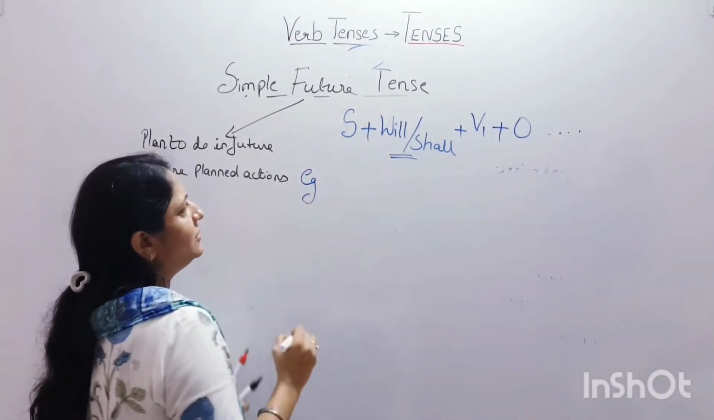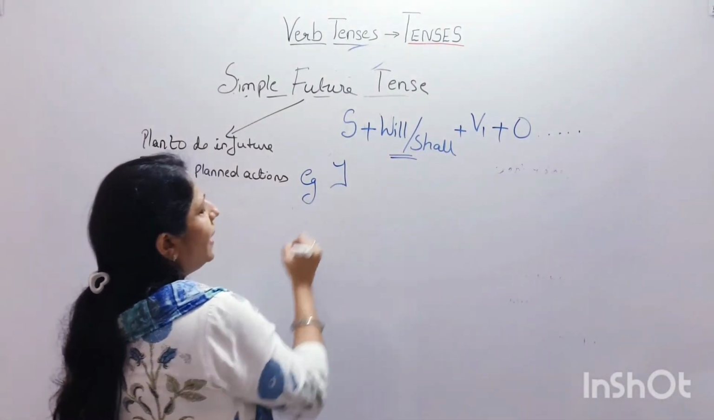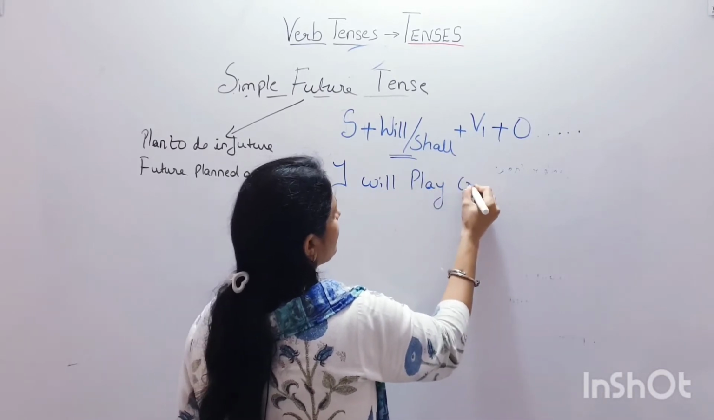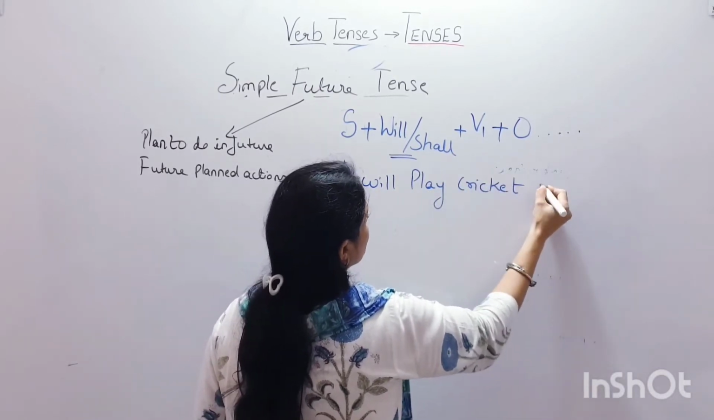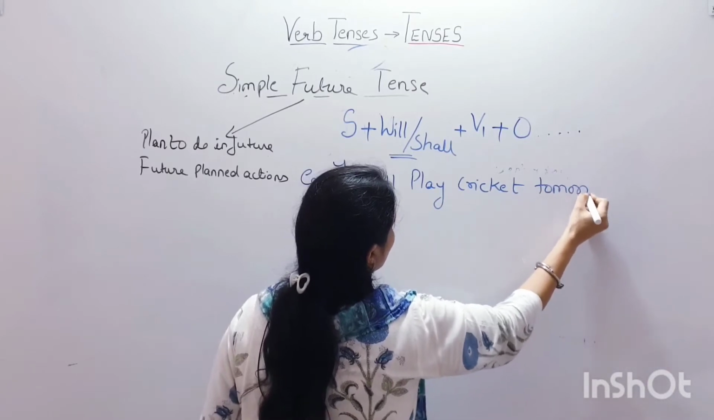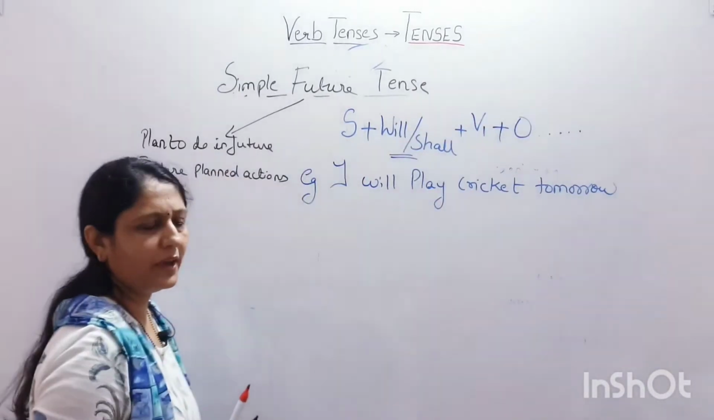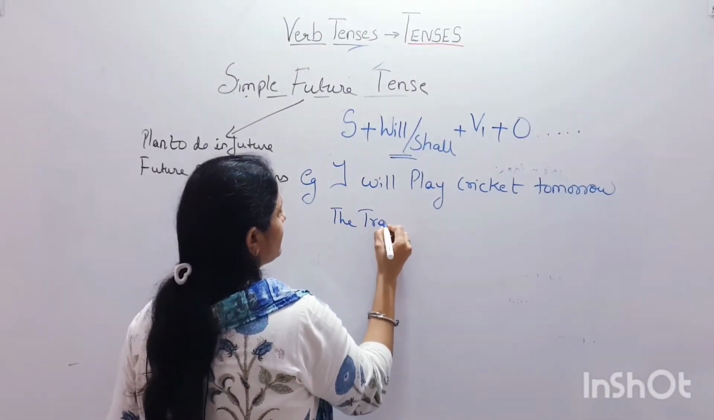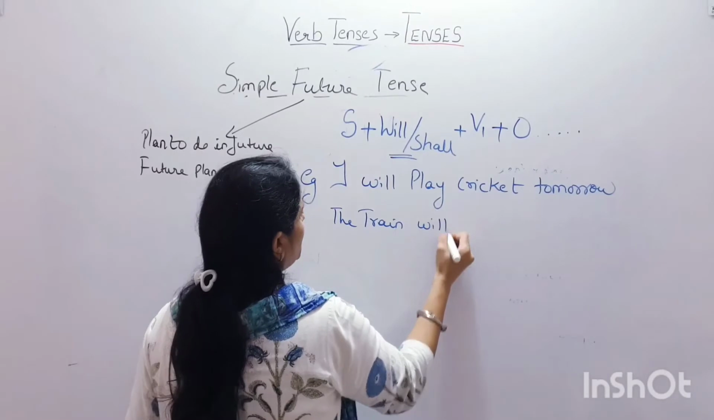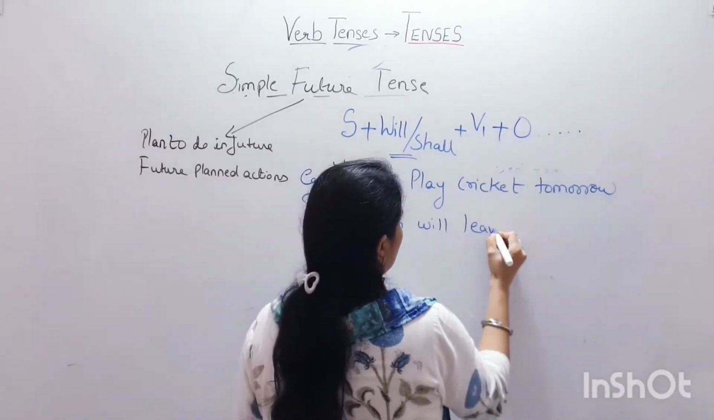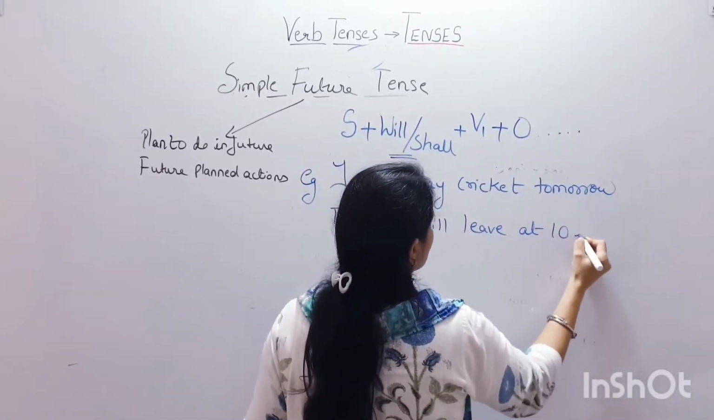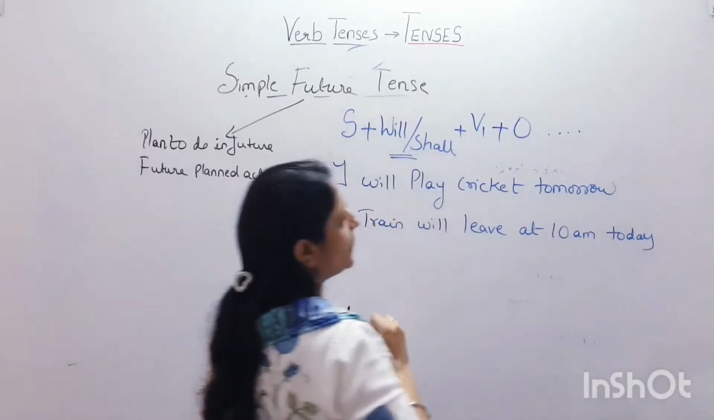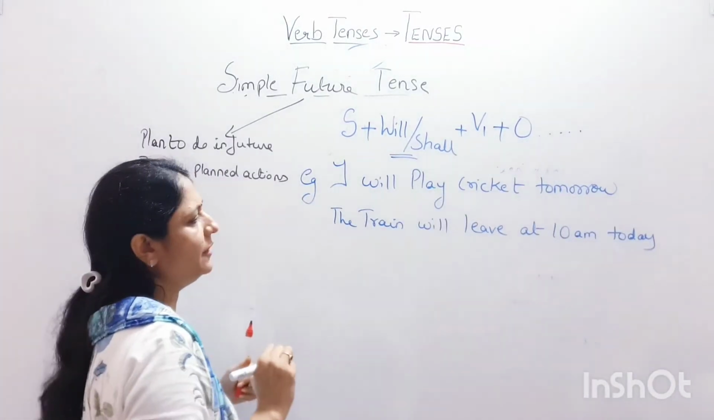For example, I will say, I will play cricket tomorrow. Okay? Or if I say, the train will leave at 10 a.m. today. Now, why am I saying today here?